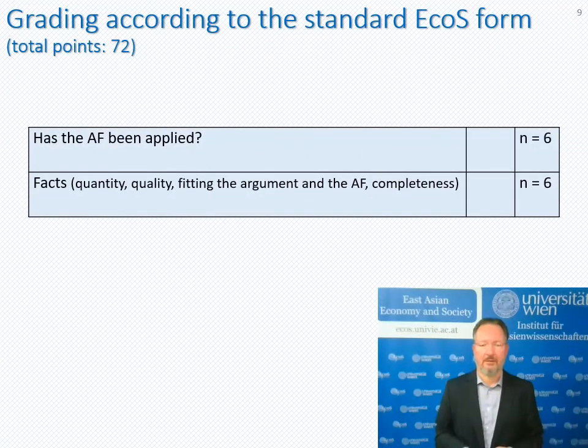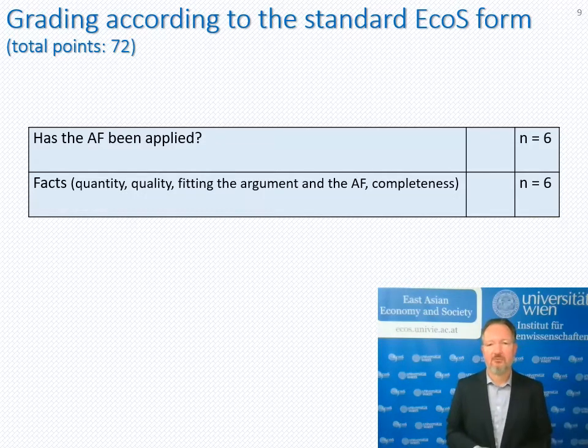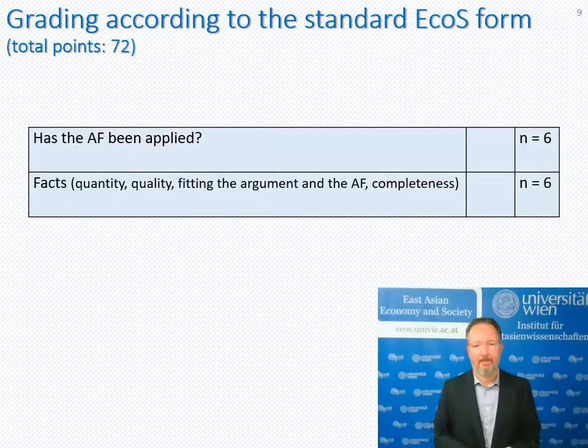Right, and after all I said, this is now the grading. You will receive a total of 12 points for your empirical part. 6 points, half of them, on whether your analytical framework has actually been applied. Has it been applied completely? Has it been applied in the right order? And so on. And then the other half on facts, quantity, quality, etc., all things that I have already discussed.